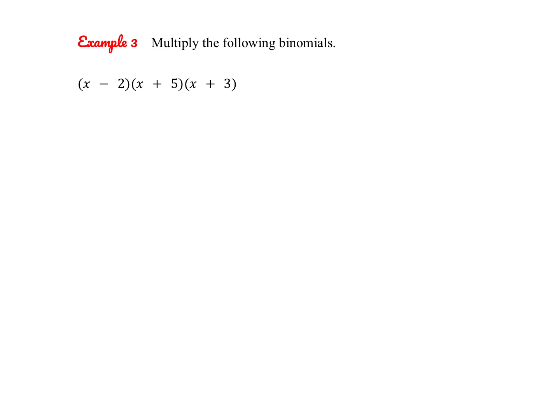Okay, we're going to try one more together. Here we have 3 binomials that we are multiplying together. So when you have something like this, you're going to start just by multiplying 2 of them together. It doesn't matter which 2. I'm going to start with the first 2.